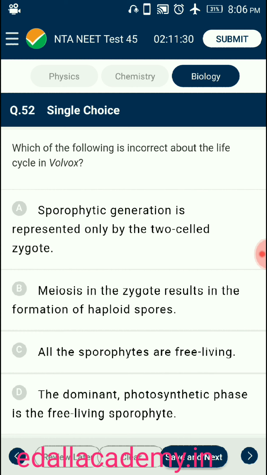Question number 52. Which of the following is incorrect about the life cycle in Volvox? Sporophytic generation is represented only by the one-celled zygote. There are no free-living sporophytes. Meiosis in zygote results in the formation of haploid spores. The haploid spores divide mitotically and form the gametophyte, the dominant photosynthetic phase in such plants, the free-living gametophyte. This kind of life cycle is termed haplontic. Many algae such as Volvox, Spirogyra and some species of Chlamydomonas represent this pattern. So the answer for this question is option B. Meiosis in the zygote results in the formation of haploid spores.